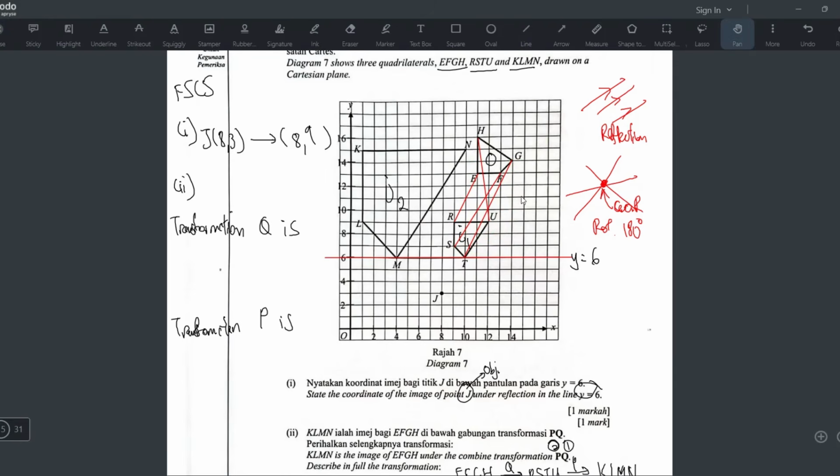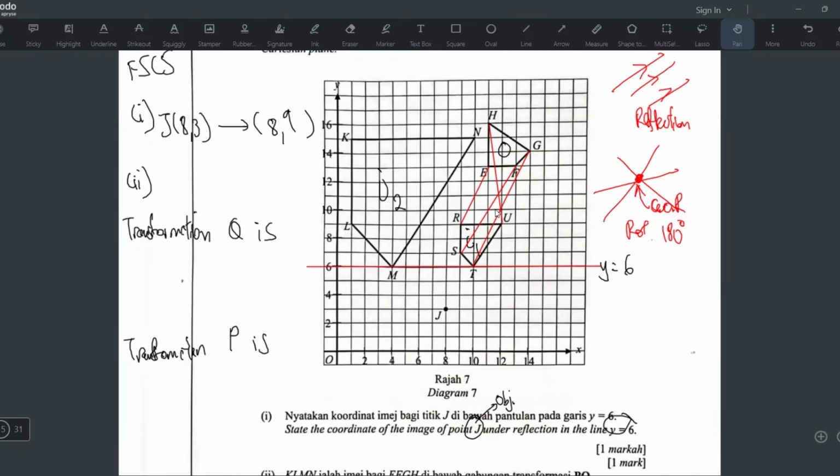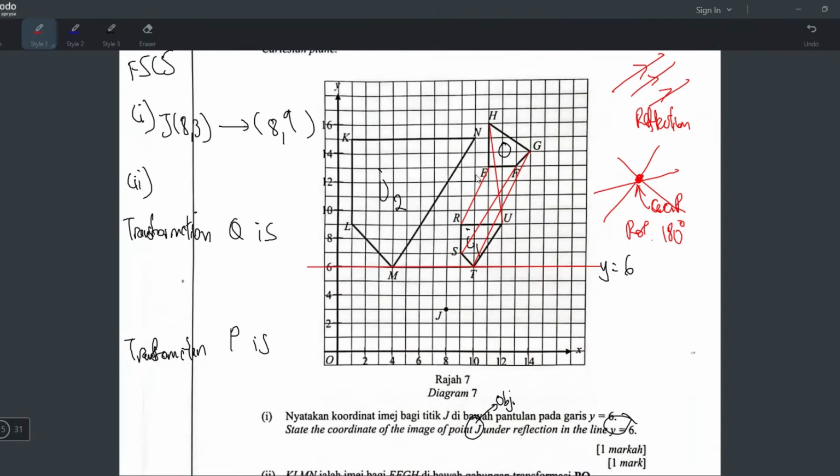Okay, after joining all the lines, I can see that it's not reflection because the lines are not parallel. And then it's not rotation 180 also because for rotation 180, all the lines will intersect at one point. Okay, this one there is some intersection here, but bukan semua line yang intersect sini. Ada line yang tak ada intersect sini. So definitely not rotation 180. So confirm is rotation 90.